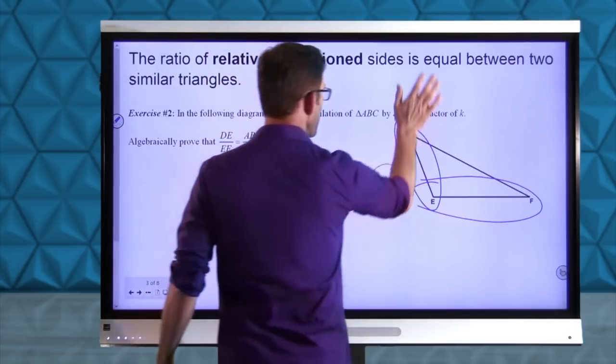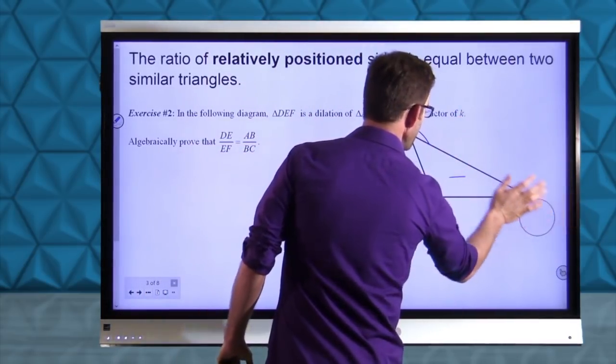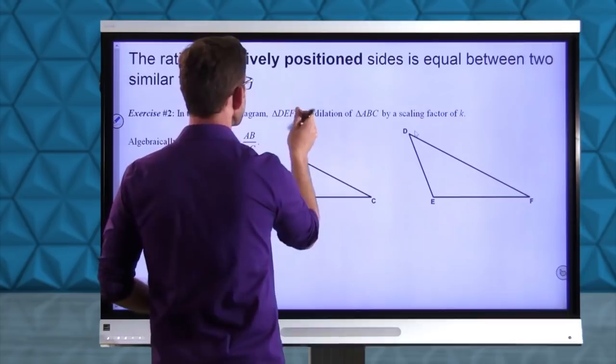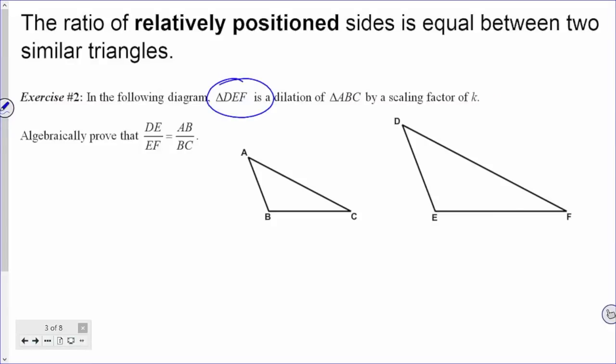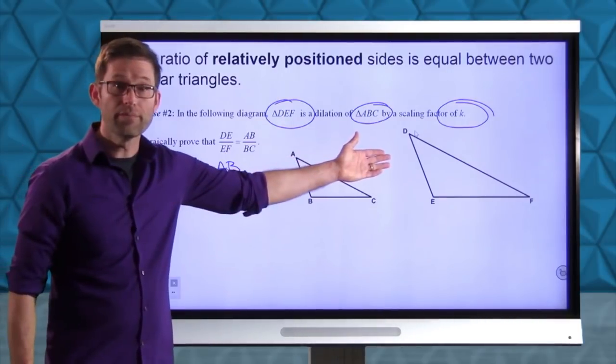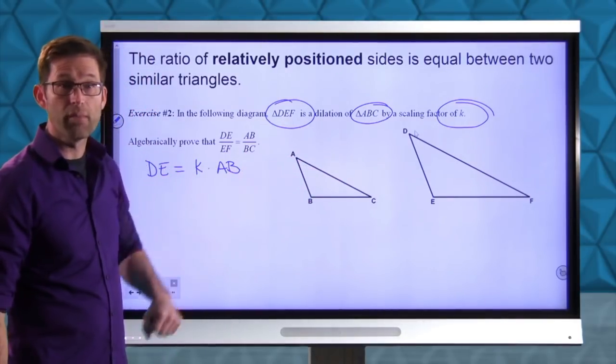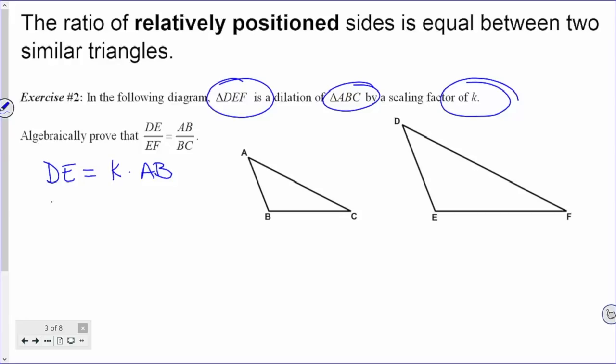We can algebraically prove it quite easily, especially if we really understand what it means for a triangle DEF to be a dilation of ABC by a scale factor of k. What does that mean? Well, it means that DE is equal to k times AB. The length of DE is k times the length of AB, and likewise, the length of EF is equal to k times the length of BC.